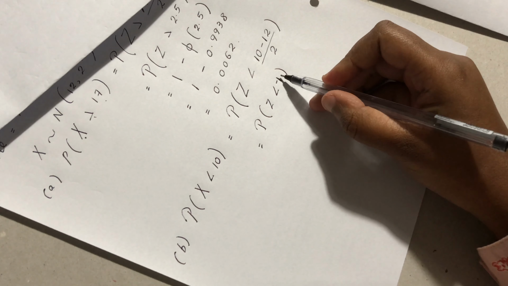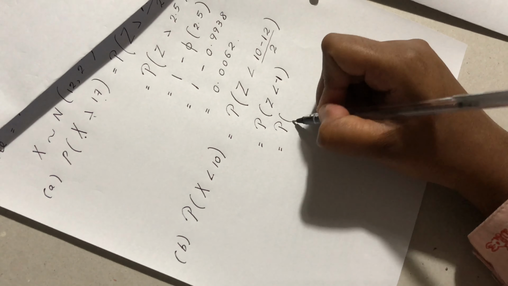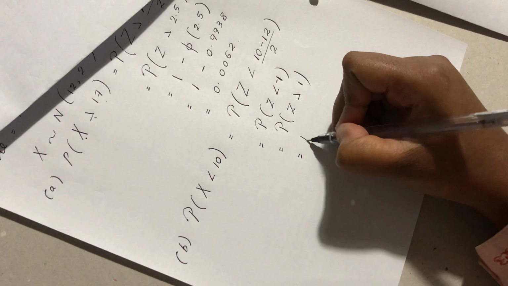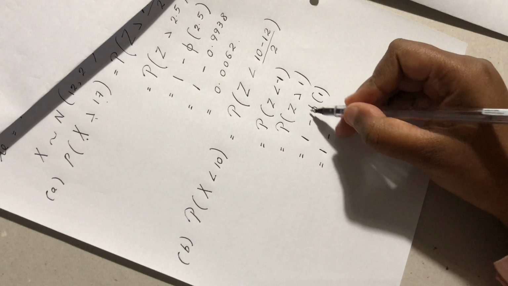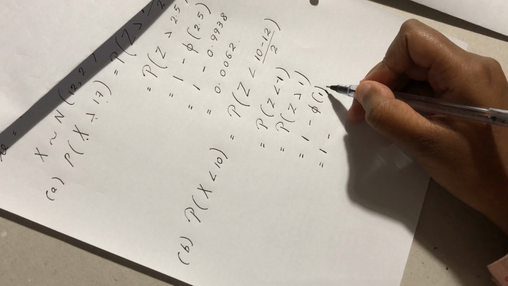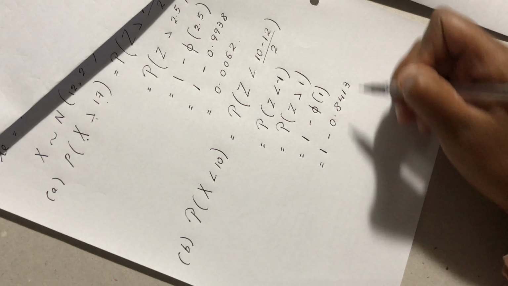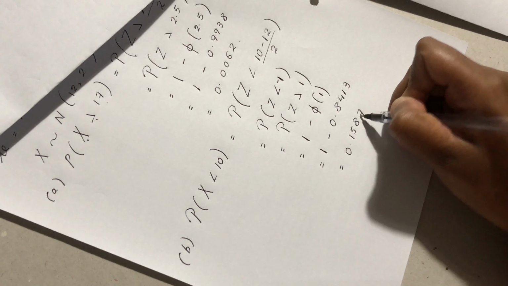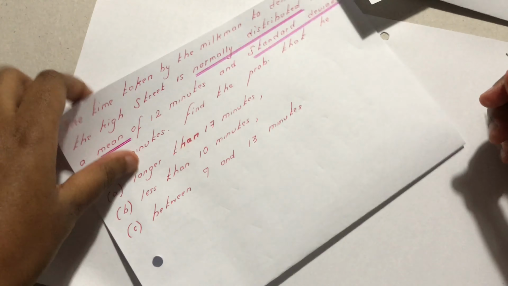Now we have a negative value of z here, which means that minus 1 is on the lower tail. We do a reflection. It is the same as what? The probability of Z greater than 1. Now, the probability of Z greater than 1 is what? 1 minus phi of 1. From the table, phi of 1.0 is 0.8413. So we have 0.1587.